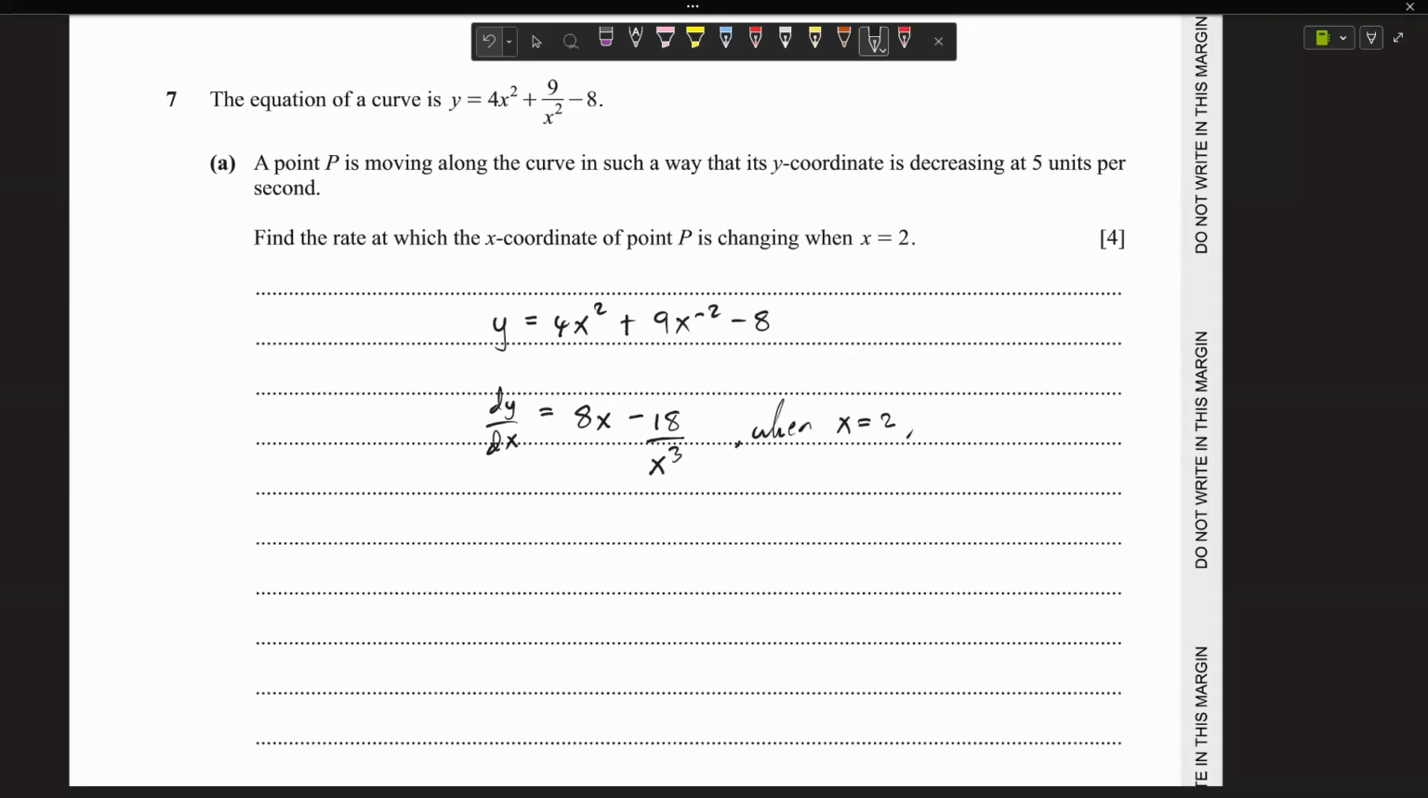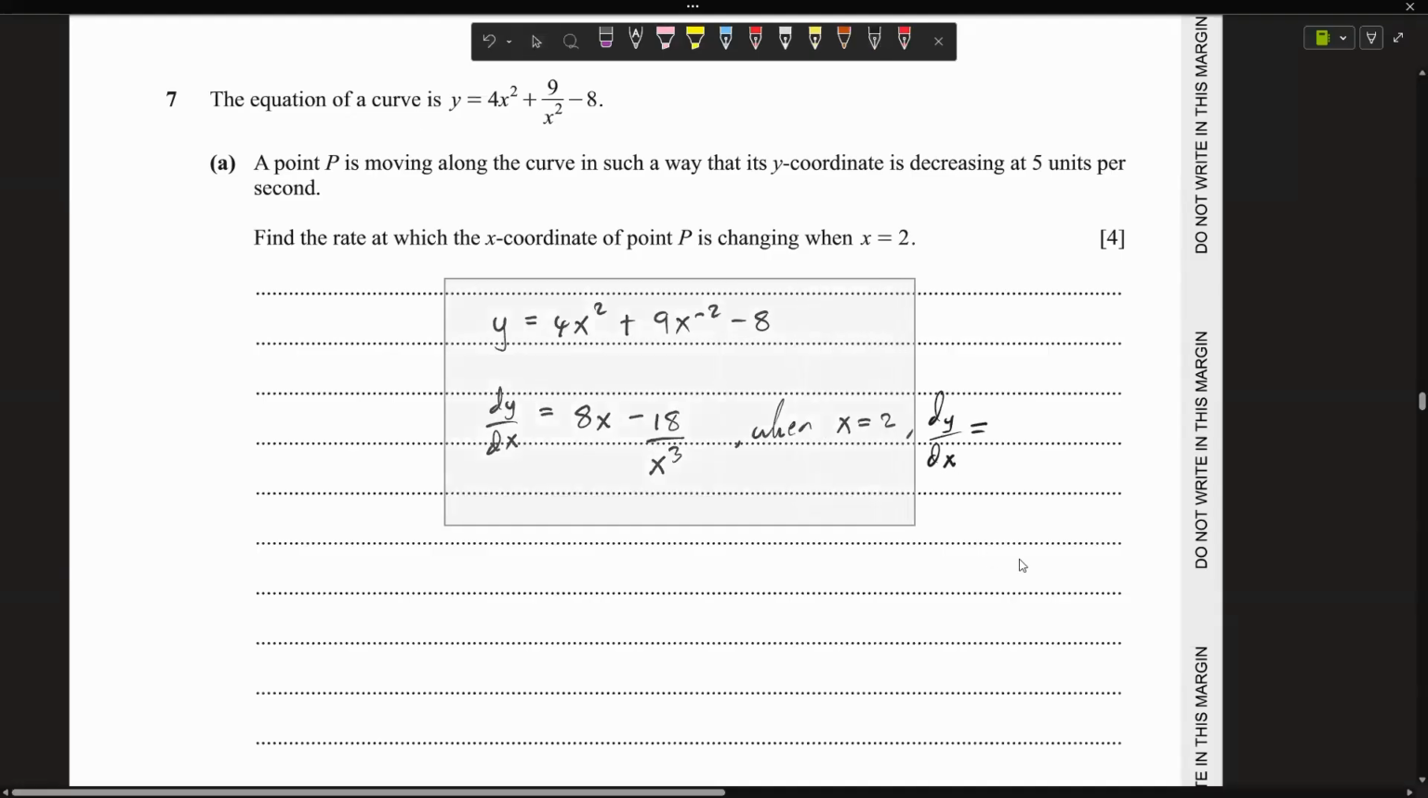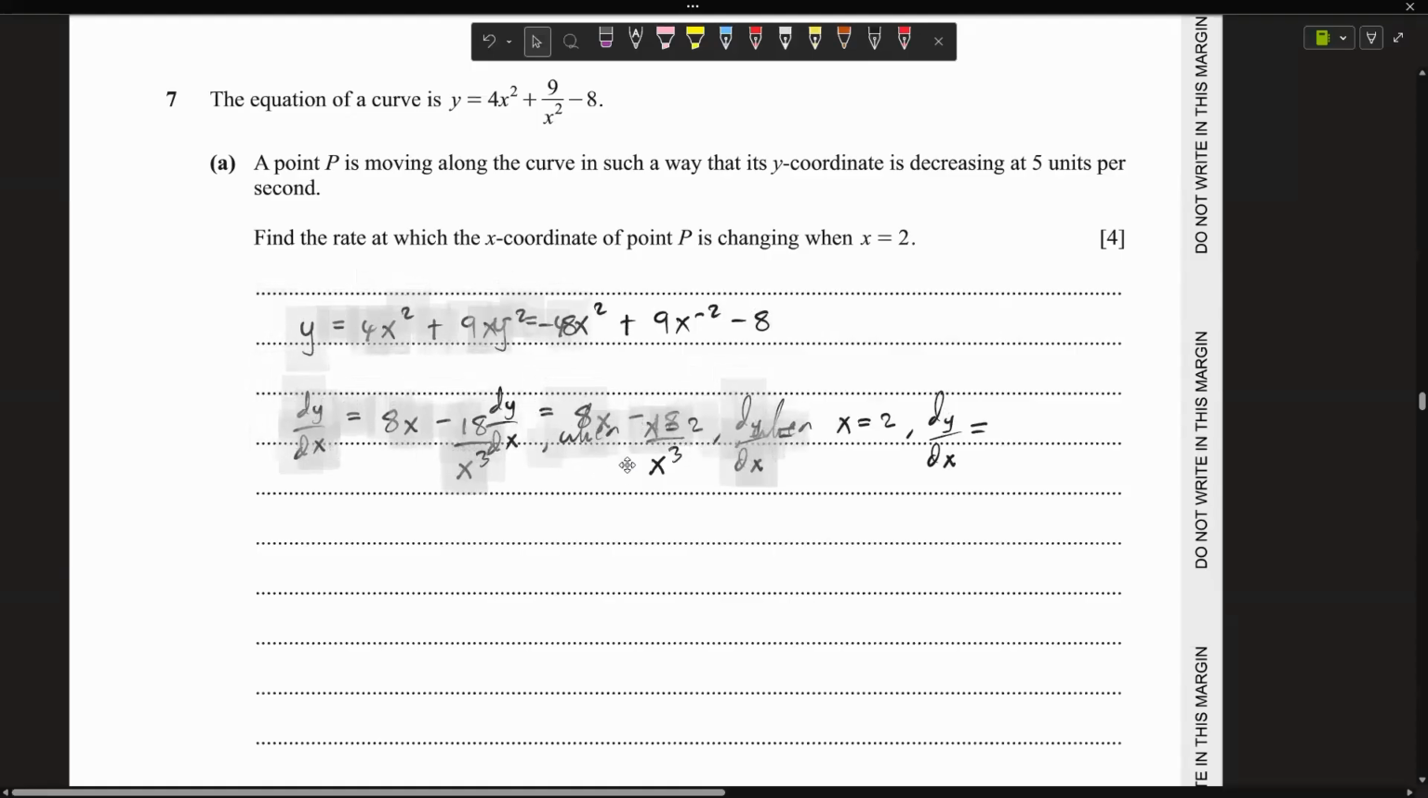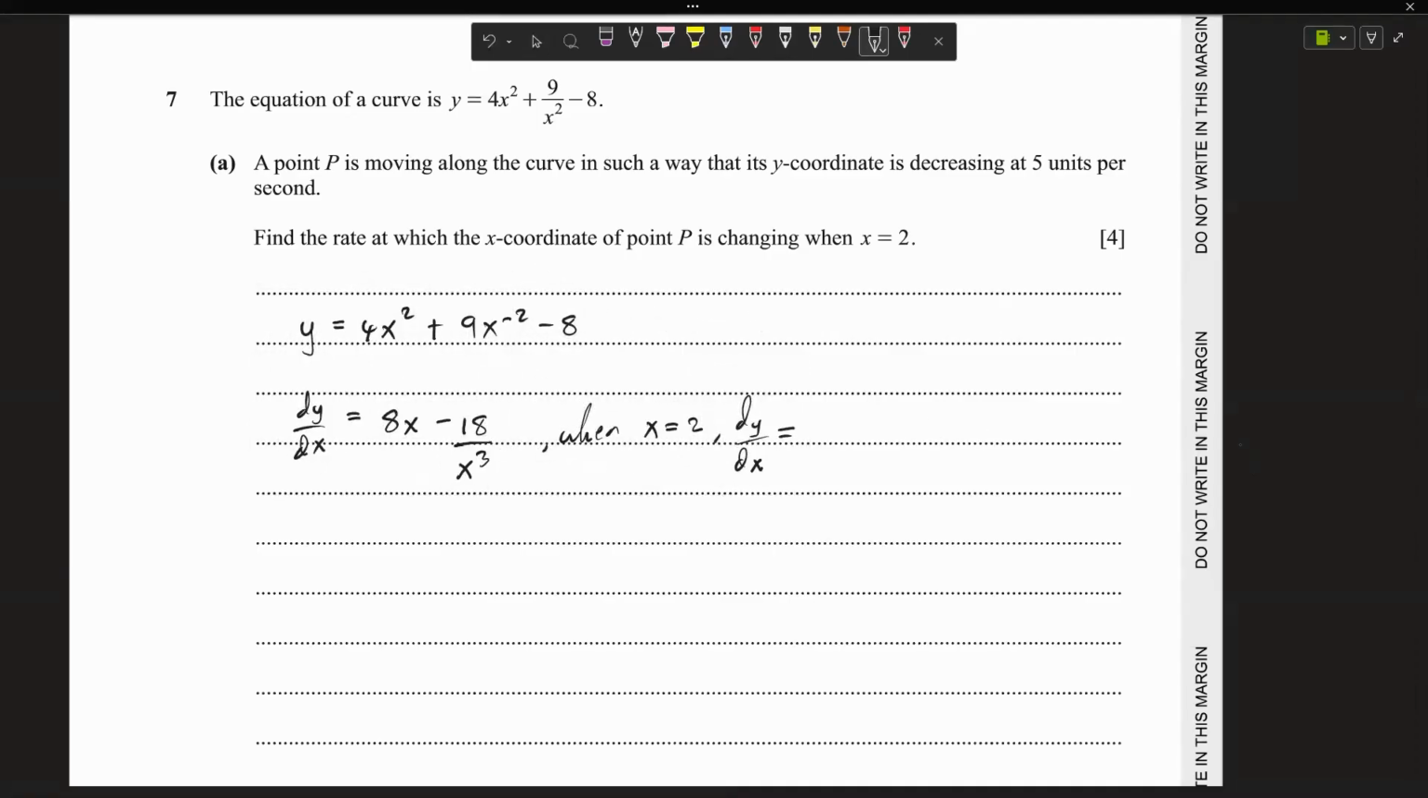When x is equal to 2, dy by dx, therefore, is going to be, okay, let me move this a little to the left so that we get more space. So dy by dx is going to be what? It's going to be 8 of 2 minus 18 over 2 cubed. That's like 16 minus 18 over 8, right? So 16 minus 18 over 8. Okay, so what does that give us? It's like, okay, let me just use my calculator here.